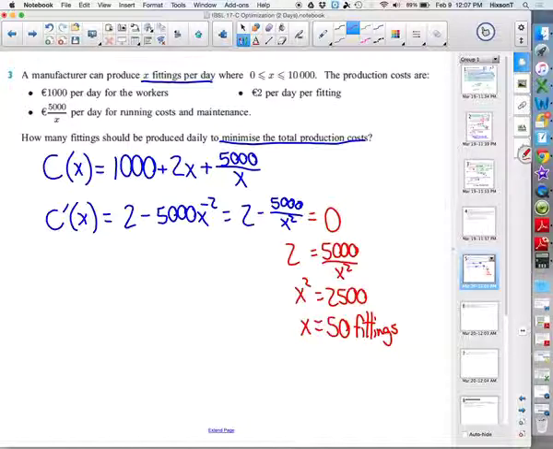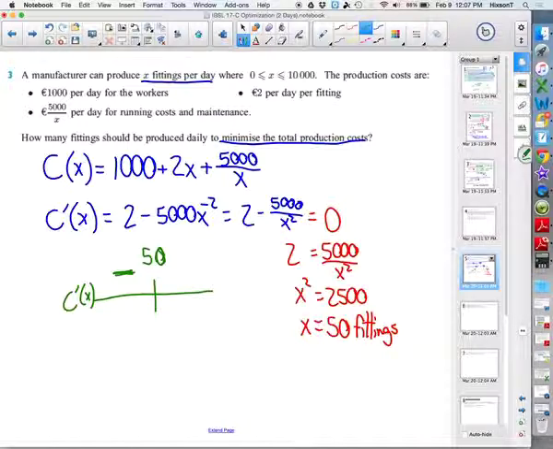So, here's what we need to do. We found the critical value. Check the sign diagram to see if it's a min, okay? Again, we're using our derivative. So if I plug in, let's see, it can't equal 0, right? So if we do 1, it's obviously negative. 2 minus 5,000, this is negative. So we're decreasing, that's a good sign.